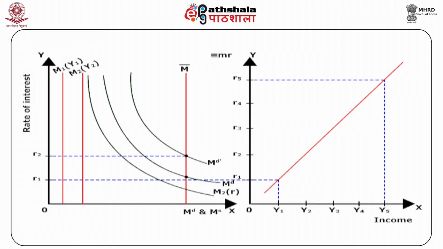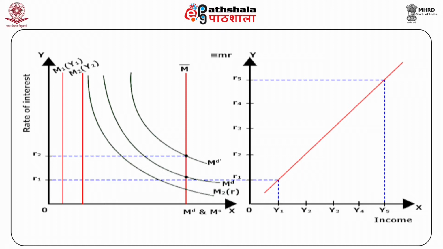So, what do we observe? We see that R1 is associated with a lower level of income Y1, and R2, which is the new equilibrium rate of interest, is associated with a higher level of income Y2, and so on. We can go on increasing the level of income that is coming from the product market from Y1 to Y2 to Y3 and so on. But even for our purpose, just 2 points would suffice.